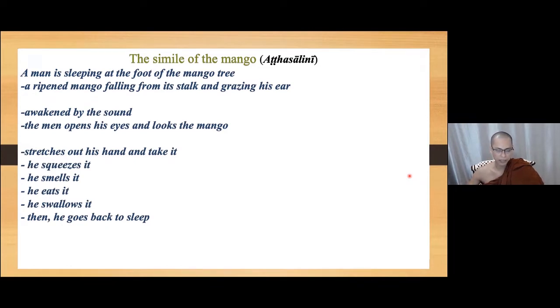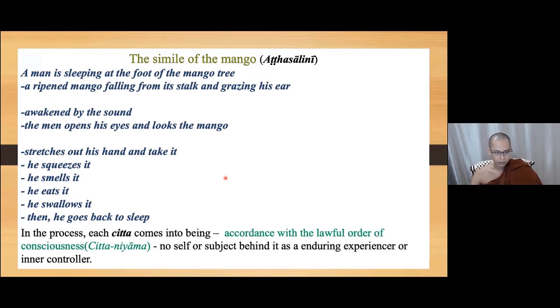This is the simile, but in real life the man can do other things, but they are not related to our process of cognitive mentality. So only these events are similar to the process of mentality. The Atthasalini mentioned it in this way. This is the simile of the mango. Then in this process, each consciousness comes into being in accordance with lawful orders. So nobody is managing.